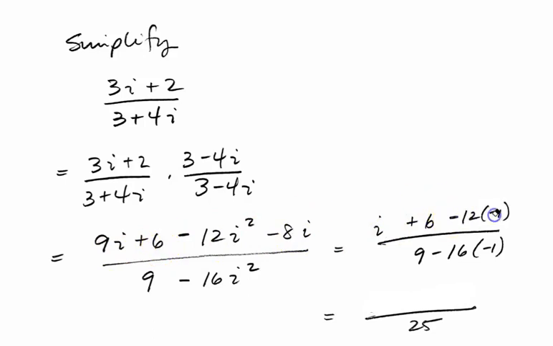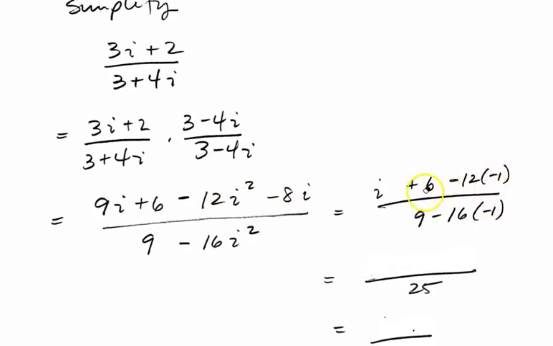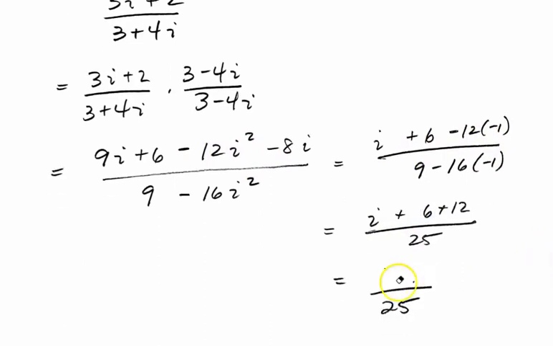6 minus 12 times negative 1, that's the i squared. And then that simplifies to 6 plus 12. And so i plus 18, divided by 25.